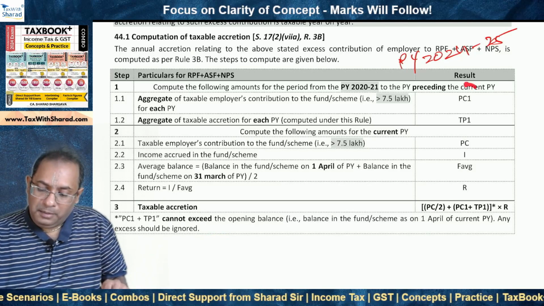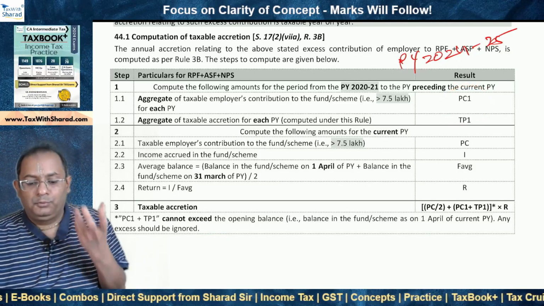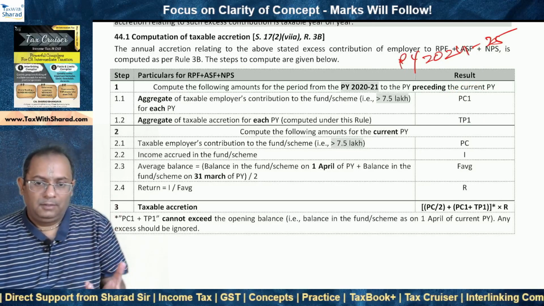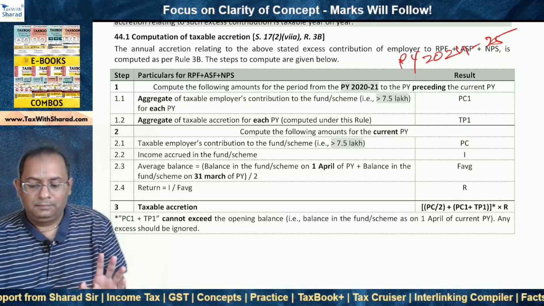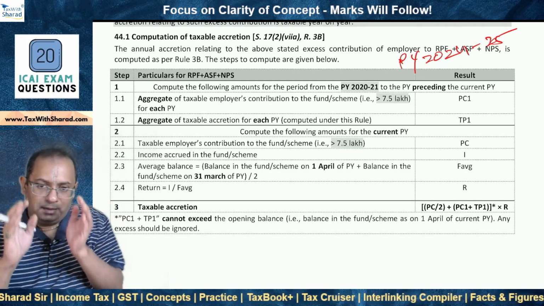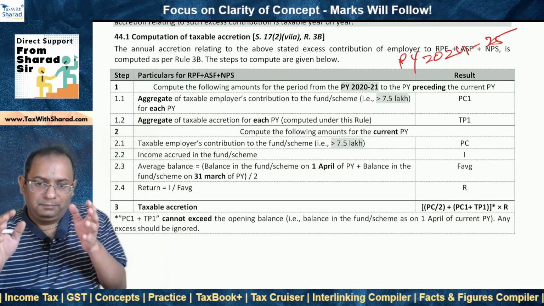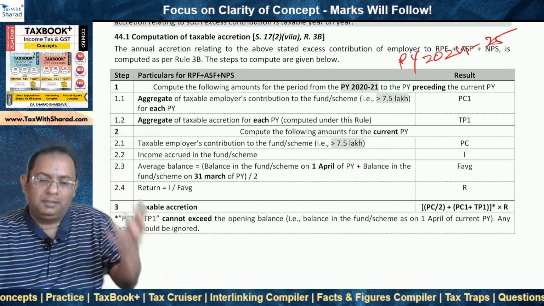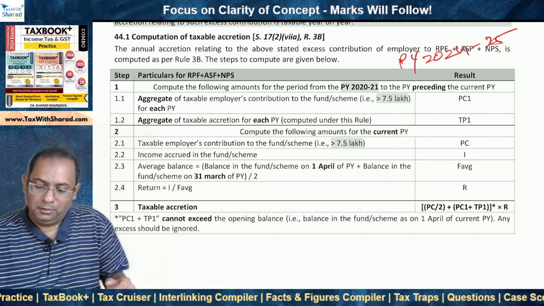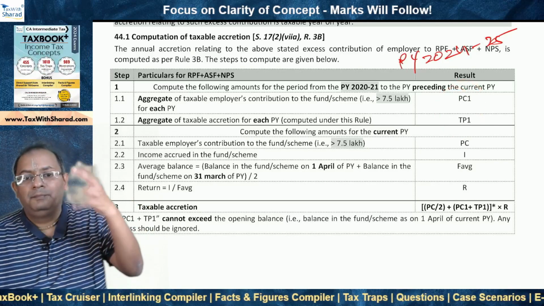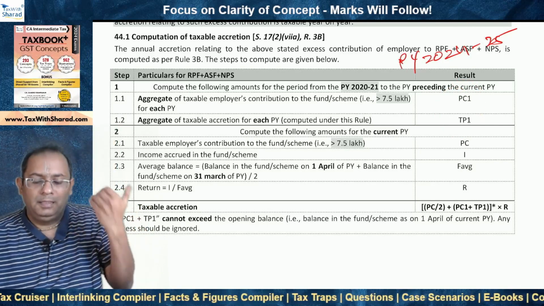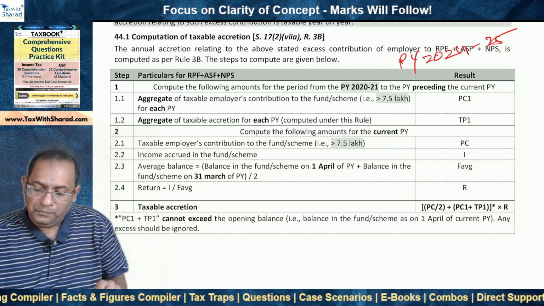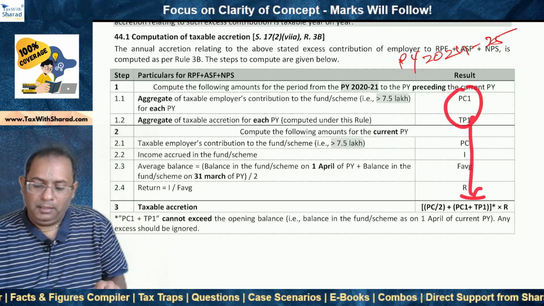So this PC1 and TP1, if you visualize, this is basically the excess and the interest on excess for all the earlier previous years, right? The excess and the taxable amount. That means the excess beyond 7.5 lakh and the interest thereon, which is also taxable. This is what is PC1 plus TP1 for all the previous years earlier to the current previous year. Now, PC1 plus TP1 needs to be taken into account.